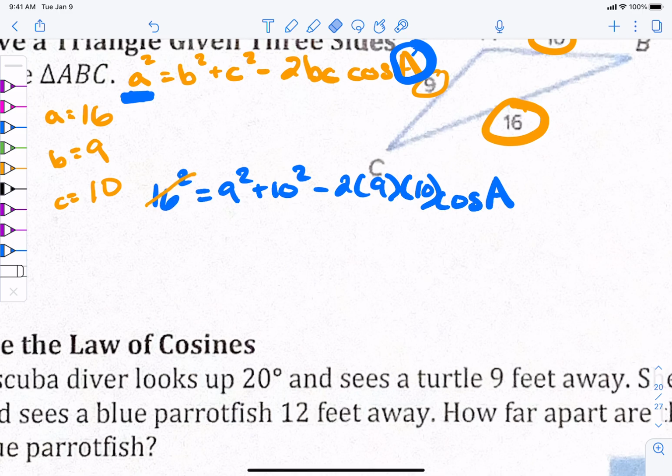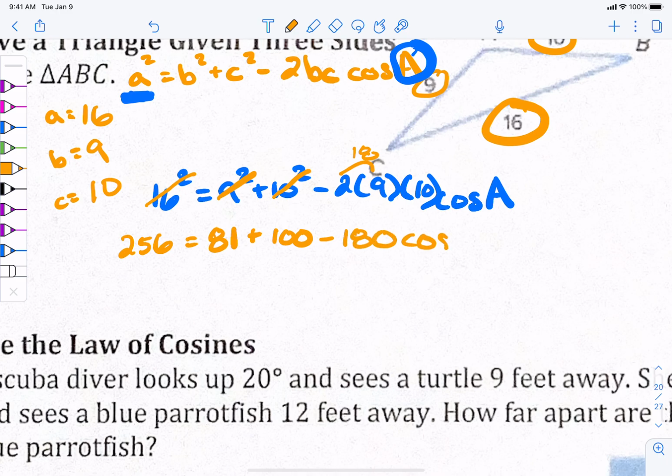256. What's 9 squared? 81. What's 10 squared? 100. Okay. What's 2 times 9 times 10? You can do that in your head. 2 times 9? 18. 18 times 10? 180. Cosine of A. Okay, now, here's the deal. 81 plus 100. Watch this. Don't write. Just watch. 81 plus 100 is 181, right?